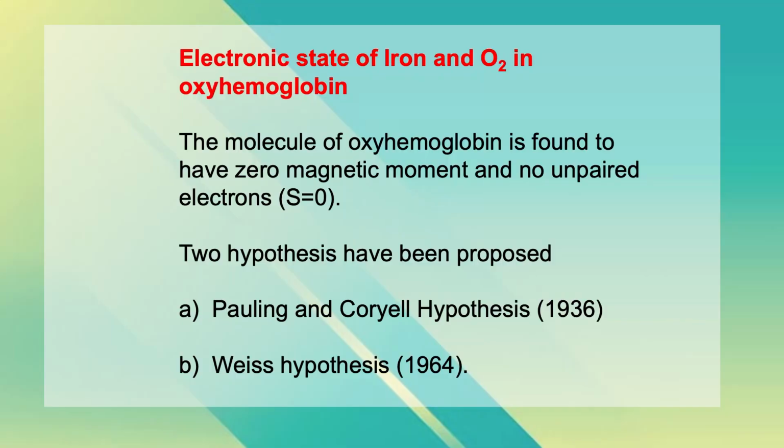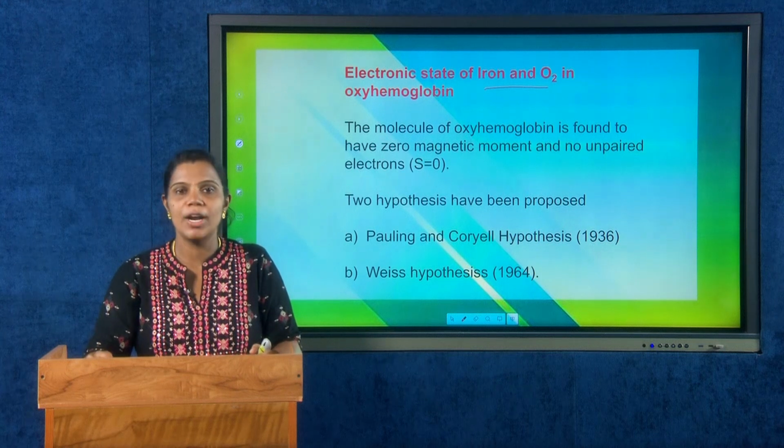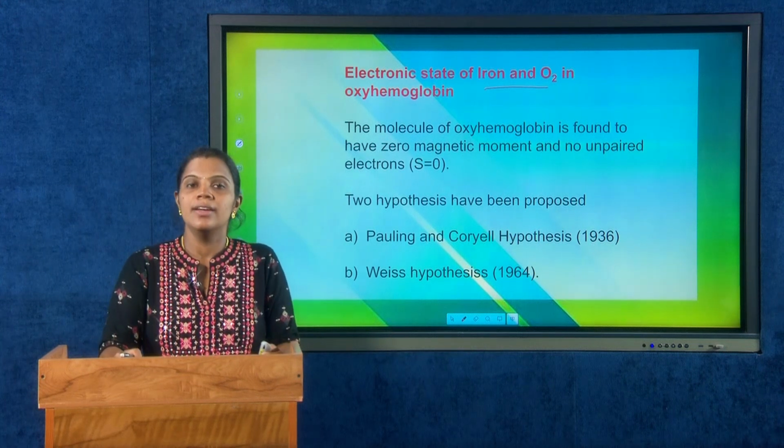Now, we move on to the next part, that is the electronic state of iron and oxygen in oxyhemoglobin. The molecule of oxyhemoglobin is found to have zero magnetic moment, that is, it does not have any unpaired electrons or the spin is 0. So, in order to explain this, two hypotheses were proposed, one by Pauling and Coryell and the other by Weiss.